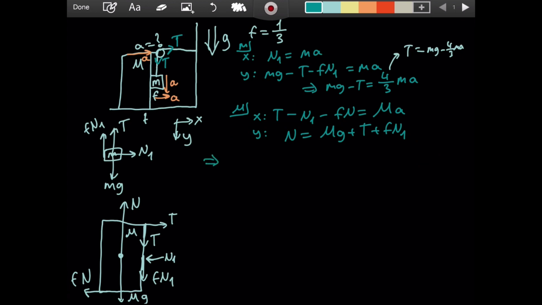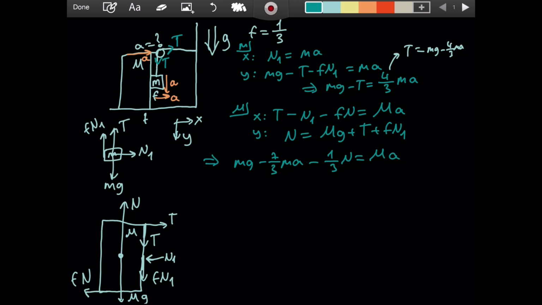So what do we have? We have Mg minus 4 over 3 ma minus N1. What is N1? It is ma. So minus ma. And let's just combine the two terms. Minus 4 over 3 minus 1, it is minus 7 over 3 ma. Minus fN, which, since f is 1 over 3, is going to be 1 over 3 N, equaling Ma.